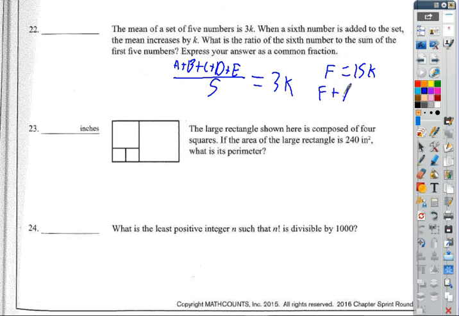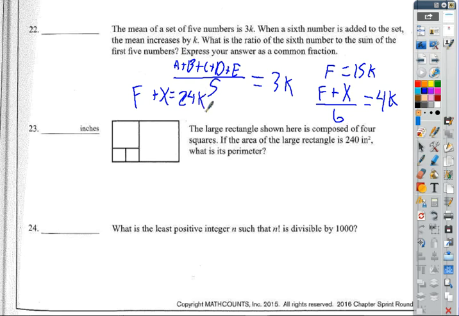So once you know that those 5 add up to 15k, you can find that f plus the new number, so I'll call that x, divided by 6, because now you'll have 6 numbers when you find the average, will equal 4k, because you're increasing the average by k. So next you can multiply both sides by 6, and you would get the sum of the first 5 numbers plus the new number equals 24k.